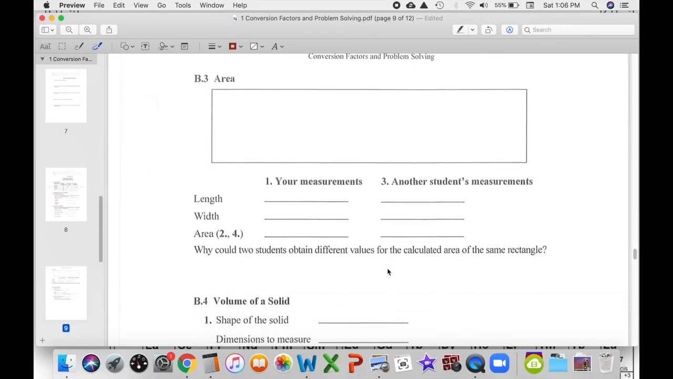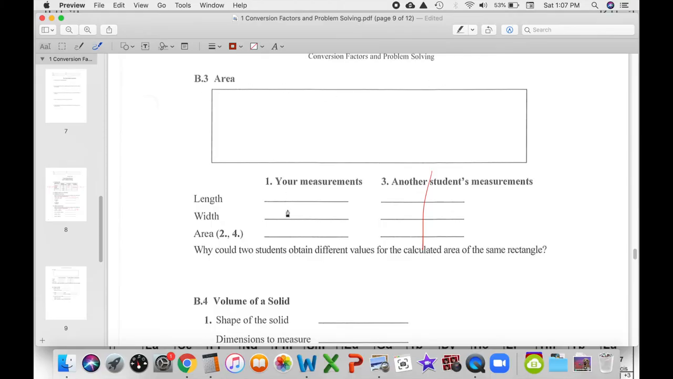Okay, so in part B3, you want to measure the length and the width of this rectangle and write down your measurements. Since you're going to be doing this alone, where we don't have a lab partner here, don't worry about doing another student's measurements. Just do this section here. You're going to need a ruler for this, obviously, and you're probably going to need a printout. Go ahead and try and measure that out as best as you can, and write out those numbers here.